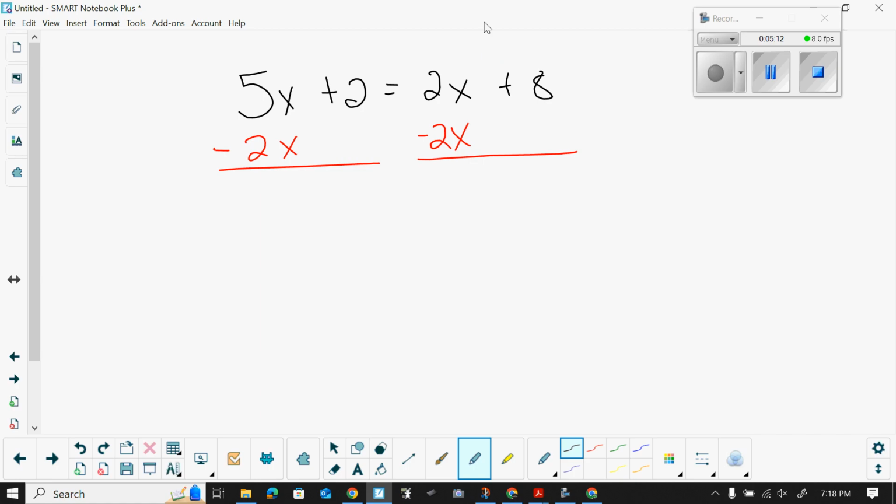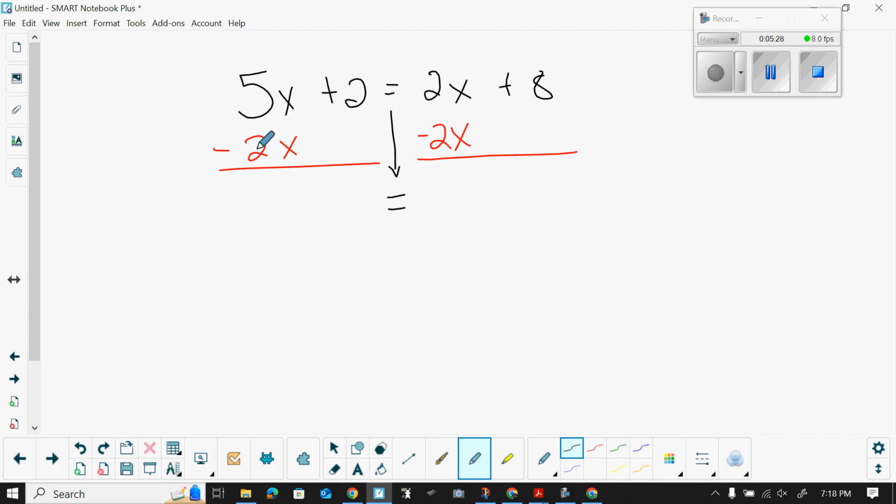A thing that can always help you is if you write down something for algebra, always make sure that whatever you write down, you actually do. Always bring your equal sign down first. Now let's do our math.